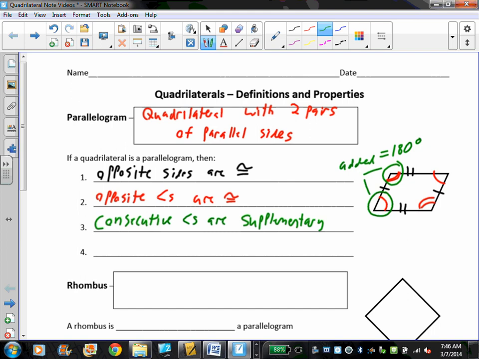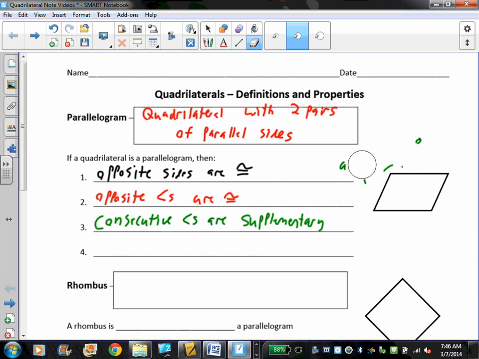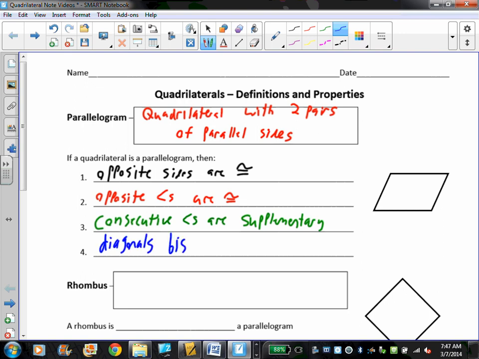And finally, if we know that this is a quadrilateral, one last thing that we know, and let me clean up my drawing a little bit. You may want to make a second parallelogram or even a few more if you think that this looks a little cluttered. The last thing that we know is that the diagonals bisect each other.